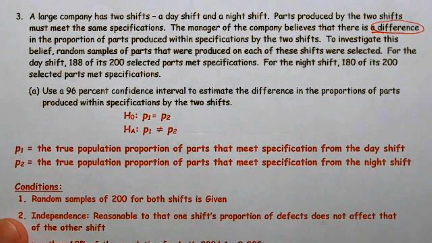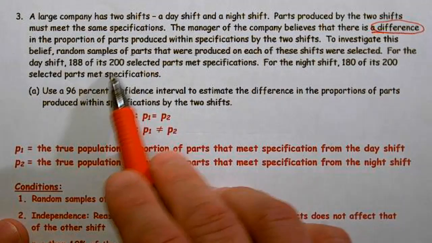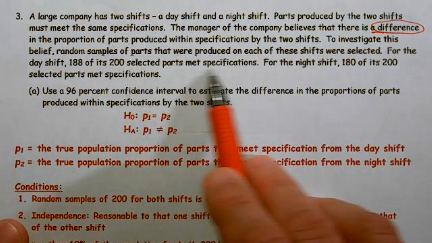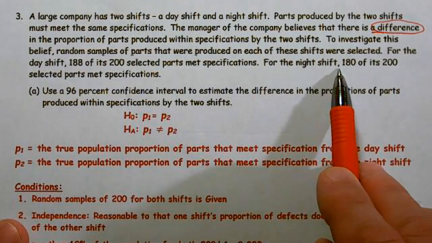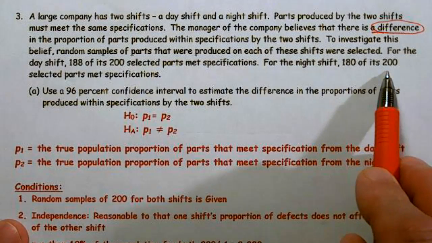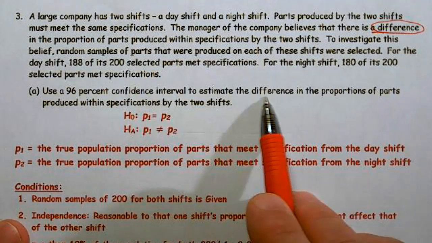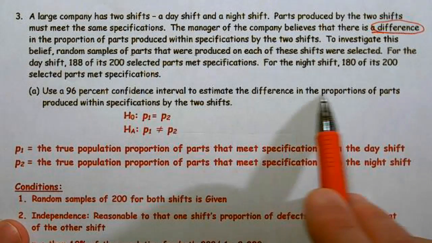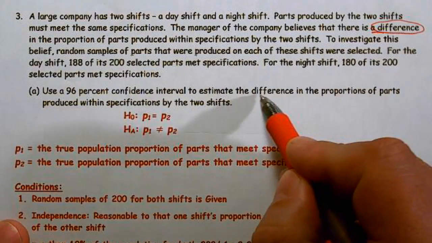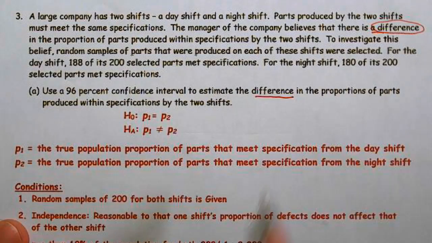To investigate this belief, a random sample of parts that were produced on each of the shifts were selected. For the day shift, 188 of its 200 selected parts met the specification. For the night shift, 180 of the 200 parts met specifications. Use a 96% confidence interval to estimate the difference in proportion of the parts. So we're looking for a difference in proportion.